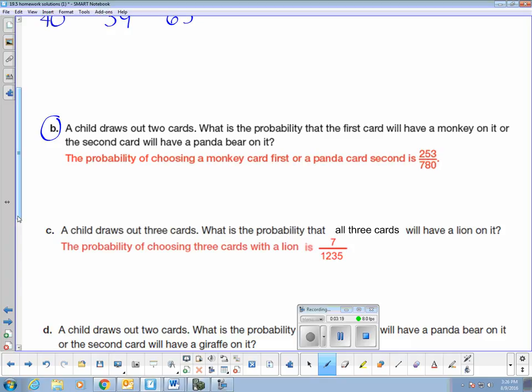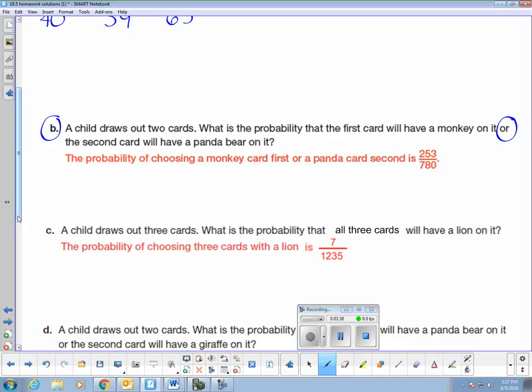Once again, we're going to pull out 2 cards in question B, and we're looking for the probability that the first card will have a monkey on it, or the second card will have a panda bear. So we need to change rules. We need to use the or rule.